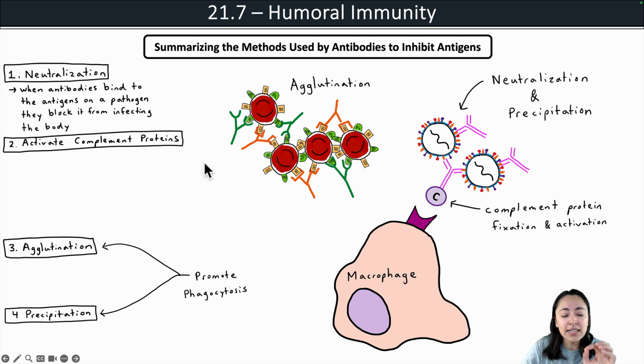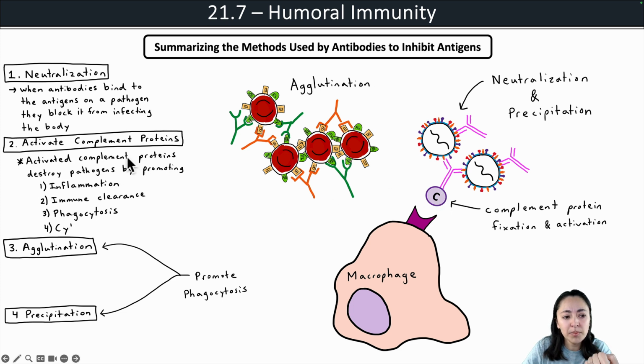Another thing that antibodies do is they help to activate complement proteins. So here you can see an antibody. It's fixated on a complement protein, meaning it's bound to it, and it's activating it. Activated complement proteins, I talk about in the lecture where I talk about the innate immune system. Well, they actually help to destroy pathogens by promoting 4 things.